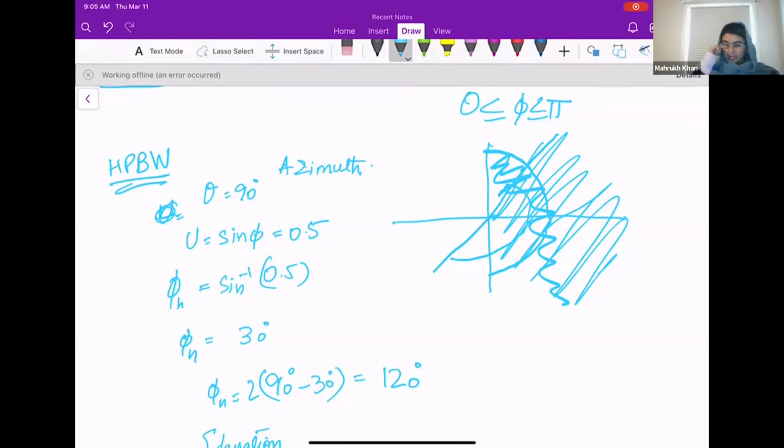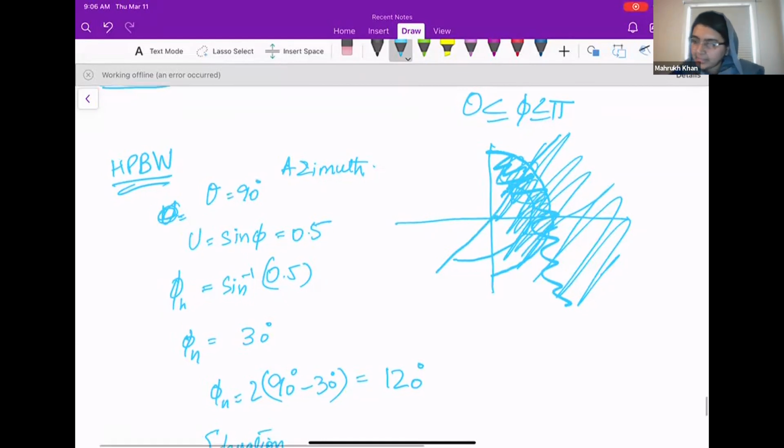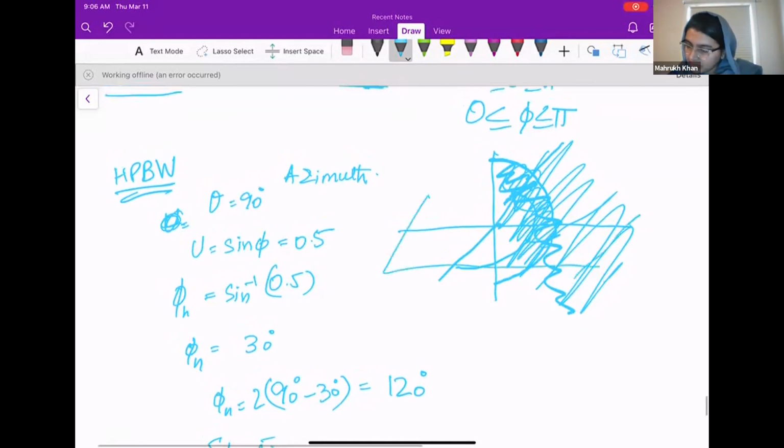Another thing is that in this scenario, elevation is fine. Elevation is normal because we are saying theta is equal to pi by 2. That is this thing, like this scenario, cutting like the horizontal thing, right?